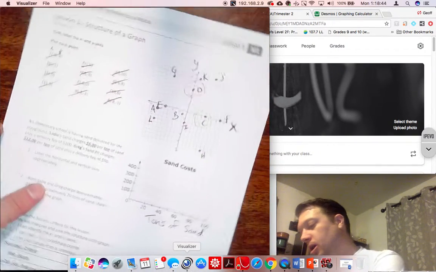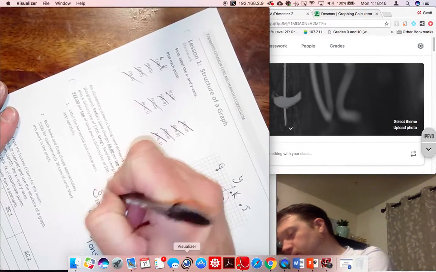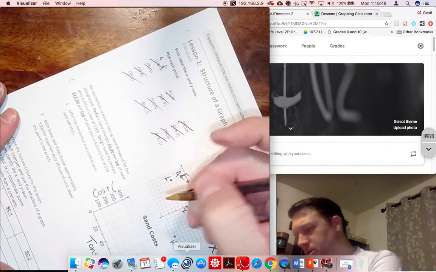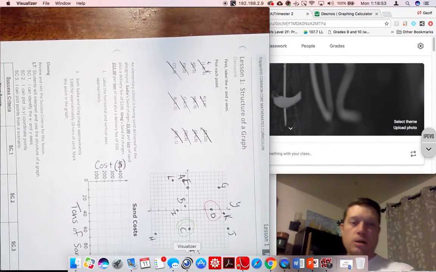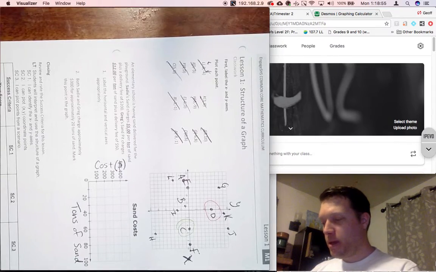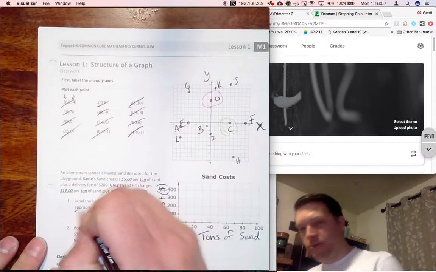So I'm buying sand, and because I'm buying the sand, it's going to cost me some money. So I'm going to write cost on the side. And it's important to put the units of measurement, so I'm going to put the dollar sign to refer to the fact that I'm talking about some sort of monetary amount. All right, that takes care of number one.